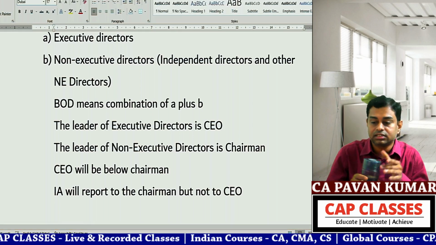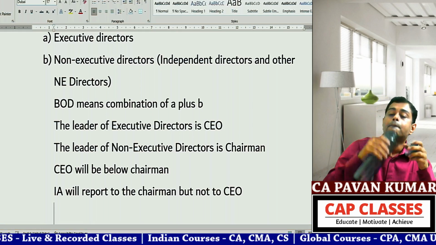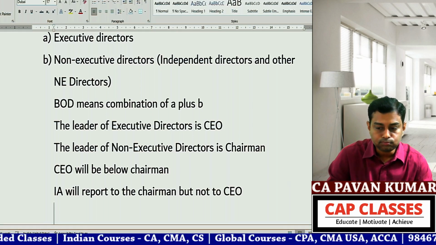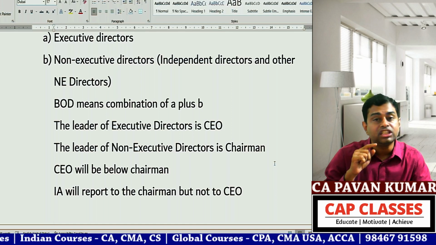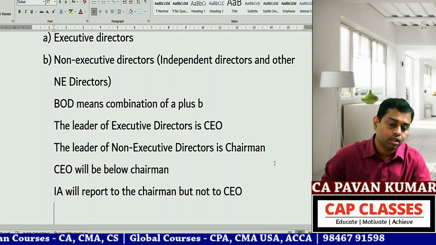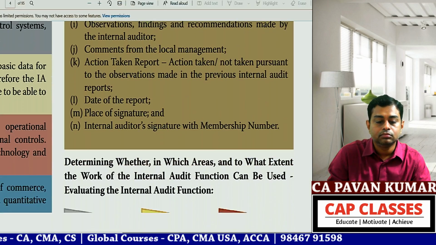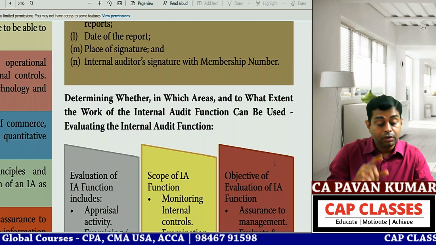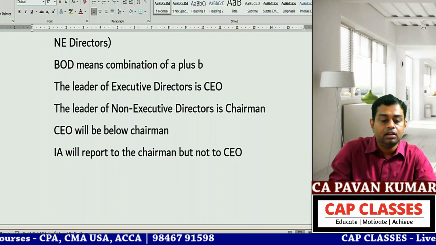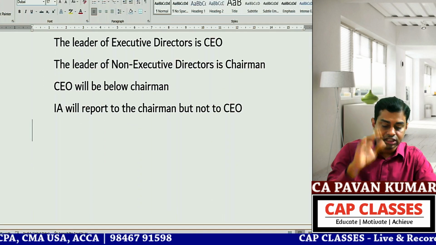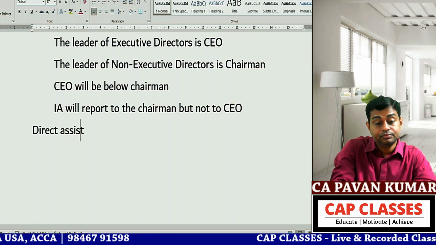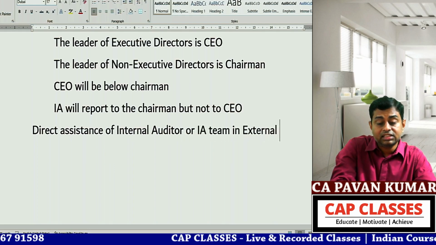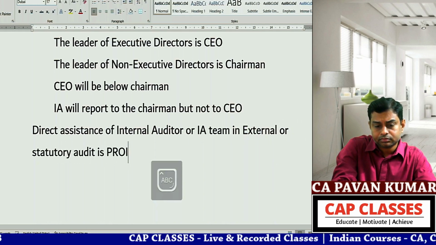Hello, do you understand this? Because if you ask the internal auditor to report to the CEO, his independence will be compromised. His independence will be compromised. So this one. Now one more thing. In many countries, for example, if you read the Companies Act in UK, they have clearly mentioned one sentence, okay? Direct assistance of the internal auditor or internal audit team in external or statutory audit is prohibited.